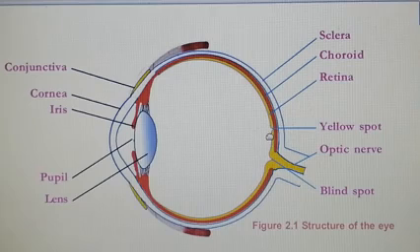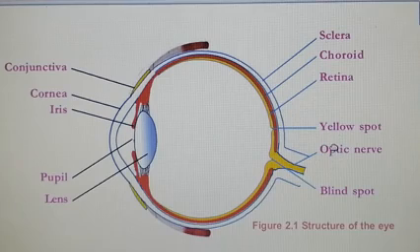Here, more photoreceptors are present. In this picture, you can see a yellow color inside the choroid. We can see a yellow color from here to here. This layer is called retina. Retina has three parts. Which are they? Yellow spot, blind spot, and optic nerve.